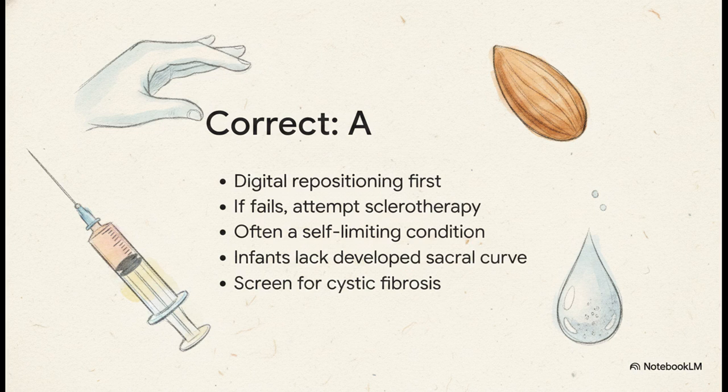Digital repositioning, then sclerotherapy. Pediatric rectal prolapse is frequently just a self-limiting mucosal condition. The first-line approach is always conservative, digital repositioning based on proper parental education. If that fails after a strict 6-week trial, then you attempt local injection sclerotherapy utilizing 5% phenol and almond oil injected straight into the submucosal space. Infants have an anatomical predilection for this because their sacral curve is not fully developed yet. And here's a huge pearl. Always screen these recurrent idiopathic cases for cystic fibrosis using a sweat chloride test if there isn't an obvious diarrheal trigger.